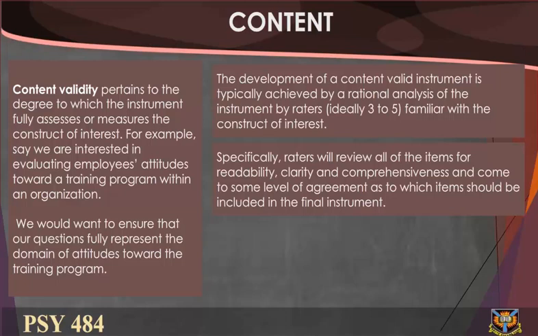The development of a content-valid instrument is typically achieved by a rational analysis of the instrument by raters, ideally 3 to 5, familiar with the construct of interest. Specifically, raters will review all of the items for readability, clarity, and comprehensiveness and come to some level of agreement as to which items should be included in the final instrument.